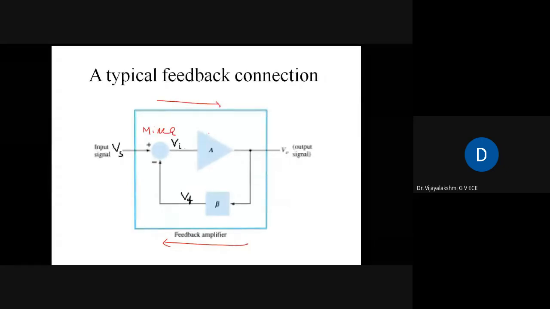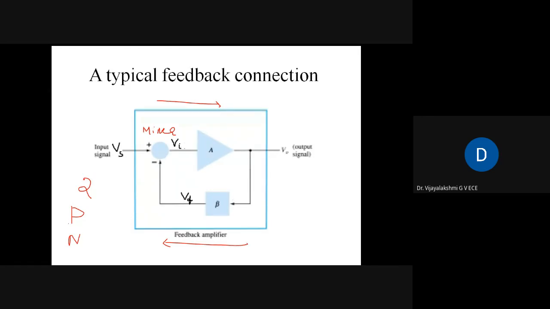Now here, based on the sign of the Vf, whether it is positive or negative, the feedback can be of two types. One is the positive feedback, the other one is the negative feedback. Whenever Vf is negative, the feedback is negative feedback. That means Vs, the input signal, and the feedback signal have a phase difference of 180 degrees. So when I say Vf is negative, that means Vf has a phase difference of 180 degrees with respect to Vs. So that becomes a negative feedback.